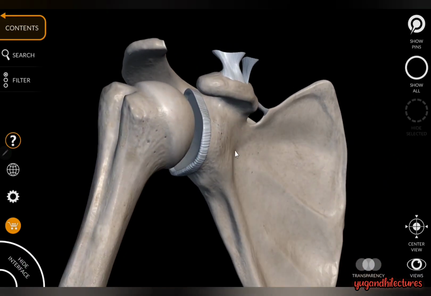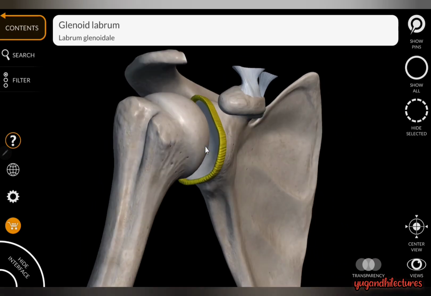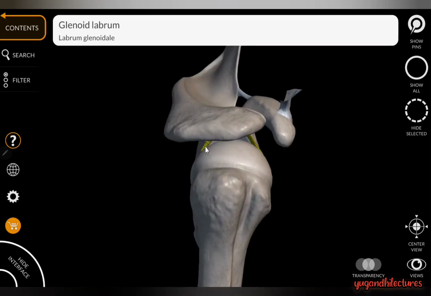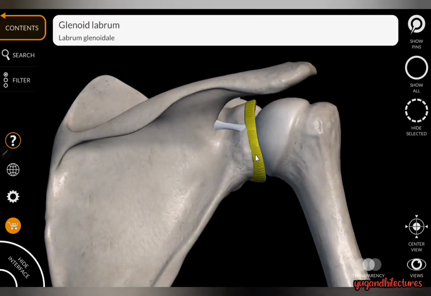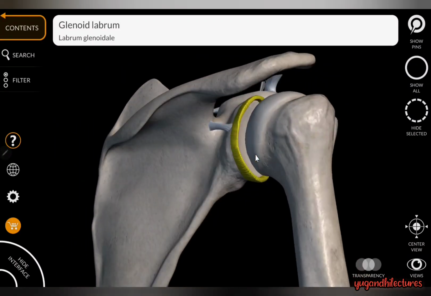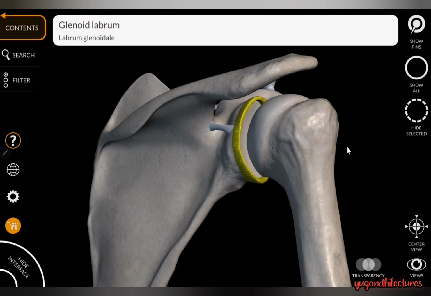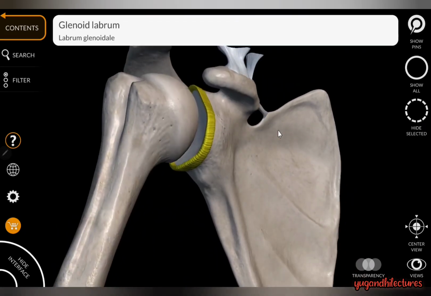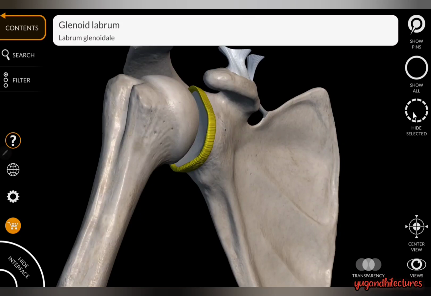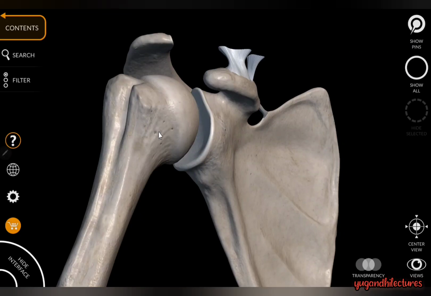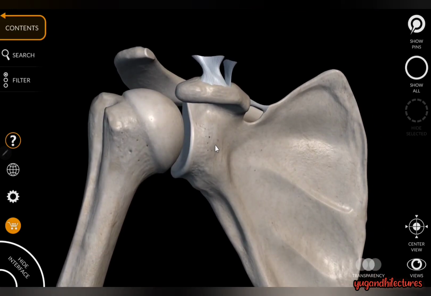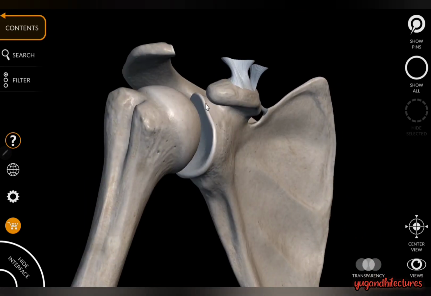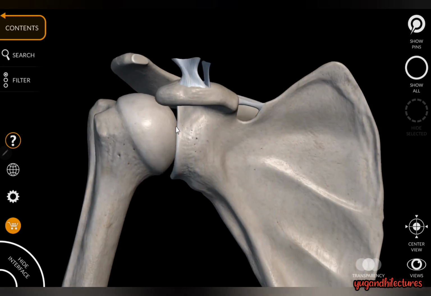Now you can see the glenoidal labrum, how it deepens the glenoidal cavity. By deepening the glenoidal cavity, it provides additional stability to the shoulder joint. Now I am going to remove the glenoidal labrum. So now you can see the articular surfaces, that is the glenoidal cavity of the scapula and the head of the humerus.